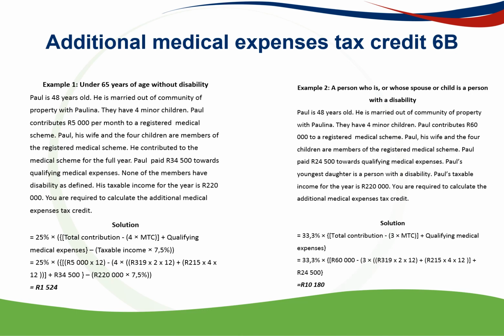Remember, like I said, your 6A stays standard: depending on how many dependents are on this medical aid, you get an amount. The difference, or the more complicated part of this, is the 6B. So once you're doing the 6B, it's very important to look at your age and your disability status. And based on that, there are two different formulas. We spoke about the prescribed 4 times your MTC, or the prescribed 3 times your MTC, depending on that.